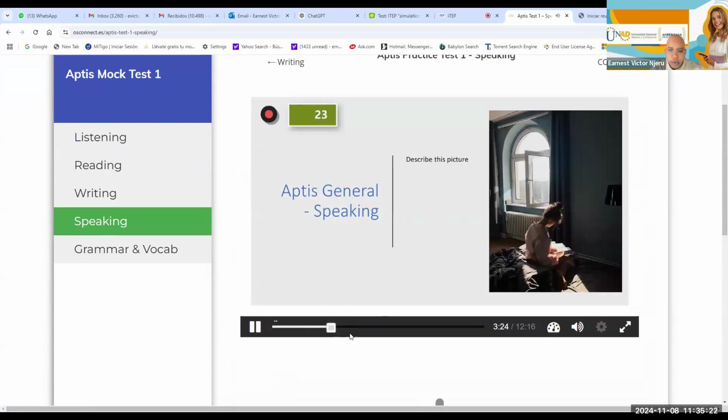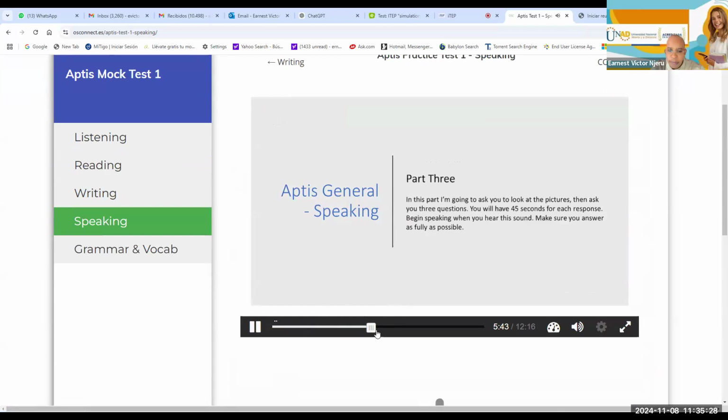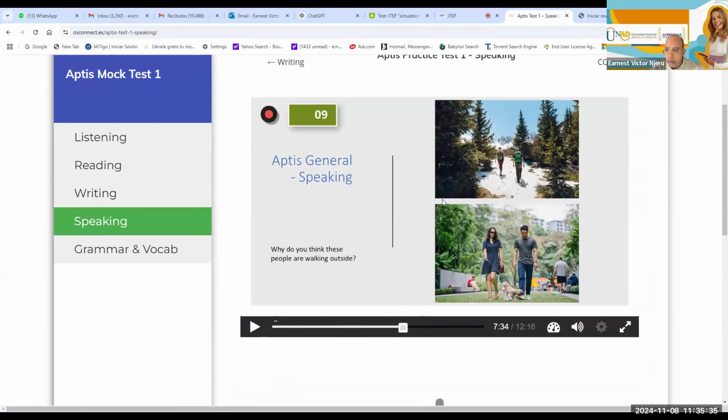Okay. You go, you see, describe the picture. Then they ask you, tell me about part. I'm going to ask you to look at the pictures, then ask you 3 questions. You continue, you see the 2 pictures. You speak about these 2 pictures, to compare and contrast.